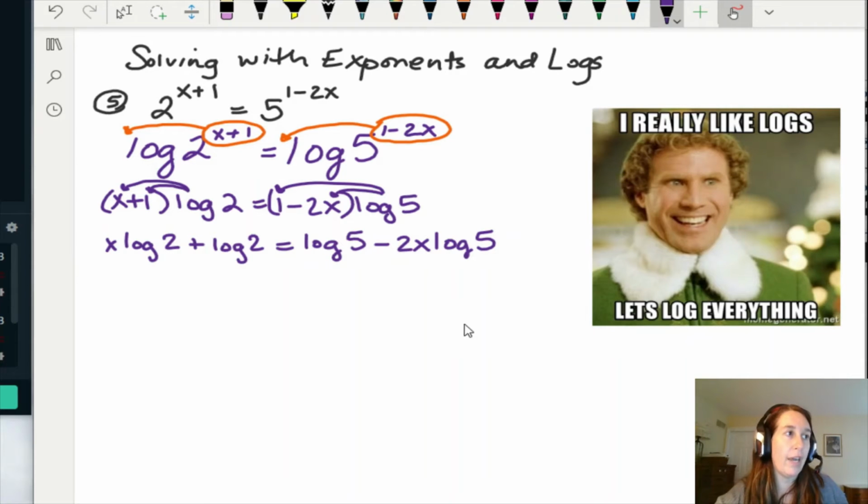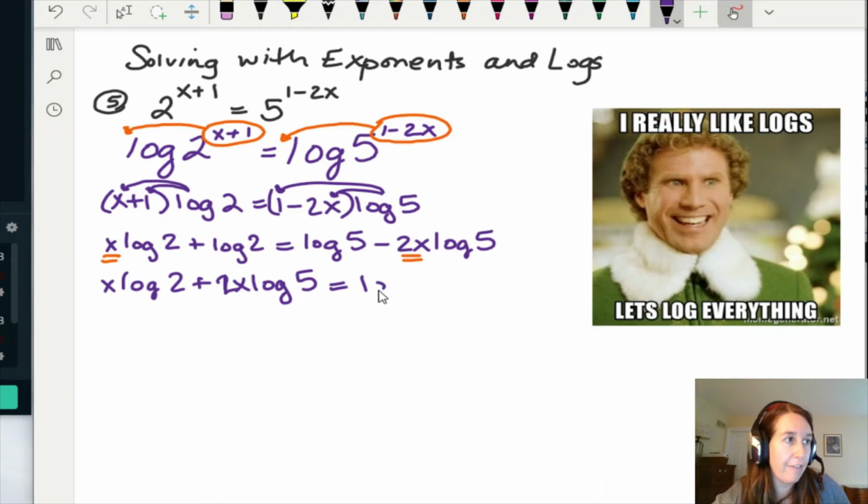Okay, now remember that what we're trying to do is solve the problem for x. So my next step, and again, this is just algebra, get those x's over to the left side of the equation and get the other numbers that don't have x to the right side of the equation. Just shift things around a little. So I'm going to keep x times log of 2, and then I'm going to add this term over. So that's plus 2x log 5. And then I have log 5 over here already. I'm going to subtract the log 2 to the other side, so minus log 2.